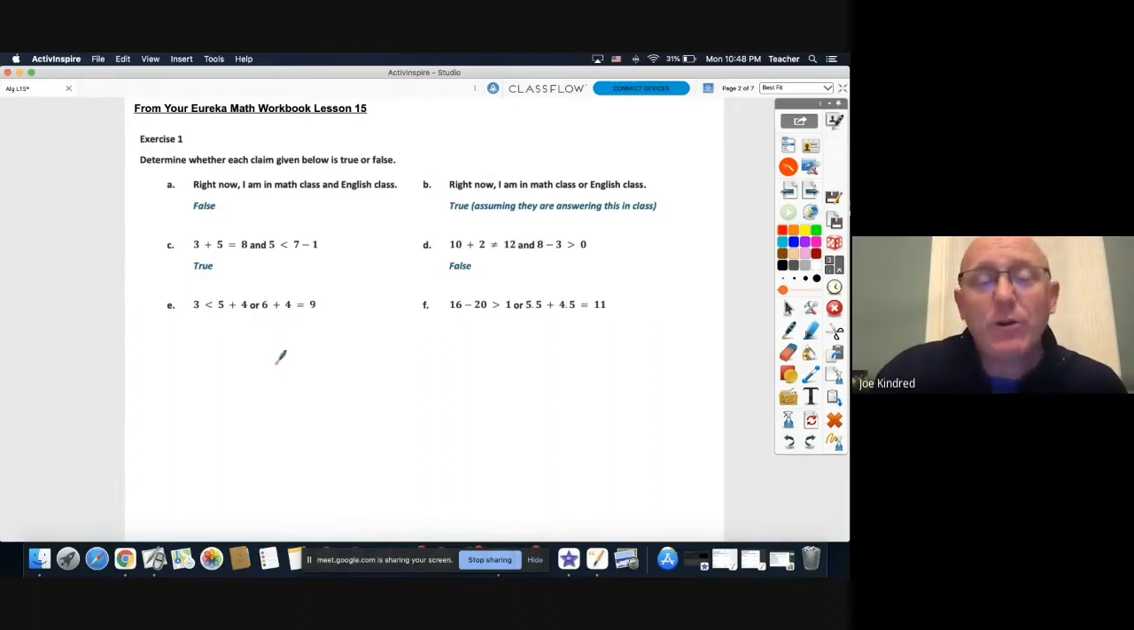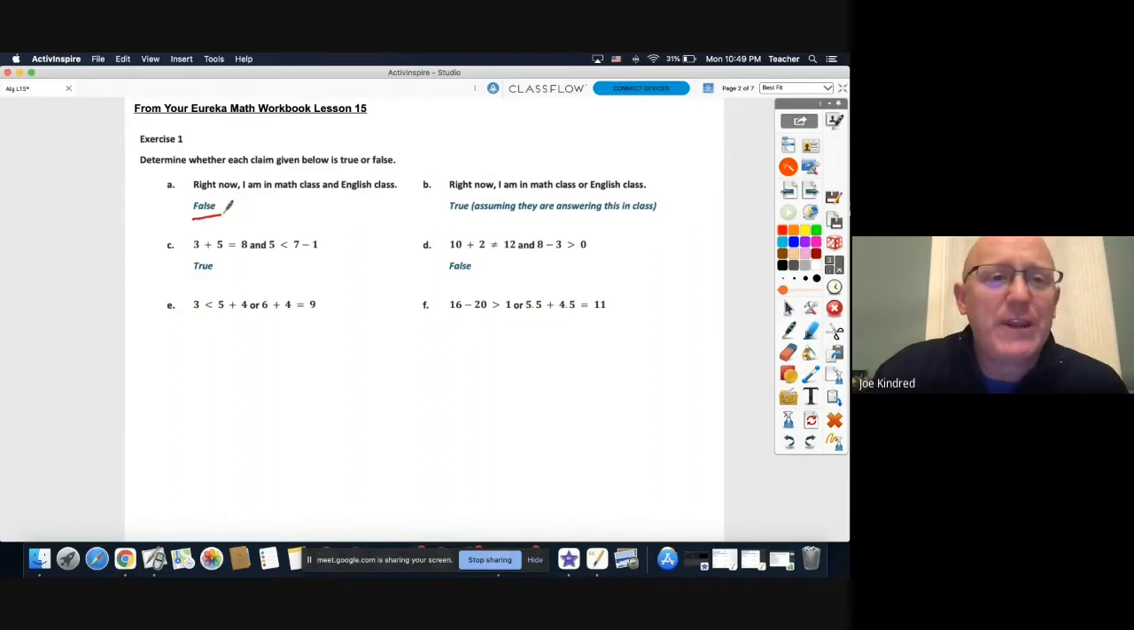And so that's why we want to review it, just to make sure we remember that particular facet of it. Okay. So from your Eureka Math workbook, lesson 15, you can go to that if you want, and you can fill these in. Exercise 1 wanted you to determine whether each claim given below is true or false. And so what I've done here in the first 4 is I've given you the actual problems, and then I've also given you solutions. We'll talk briefly about why the solutions are what they are.